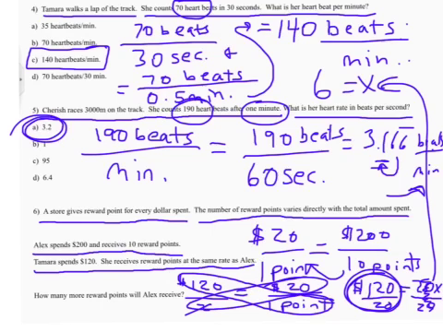Alex got 10 points. The question is, how many more reward points will Alex receive? So you had to read that last bit of the question. Well, we've got Alex's 10 points. Take away 6 points that Tamara got. And so Alex receives 4 more points. So you don't see the multiple choice answers here, but whichever answer is the 4 is your answer.